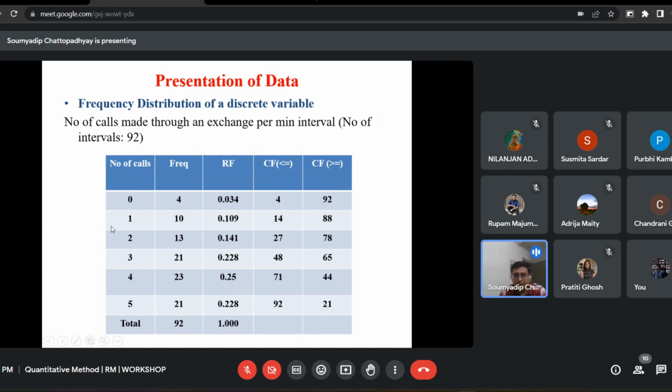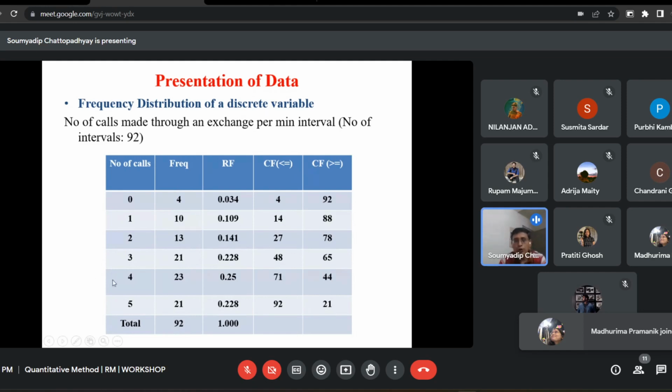That means out of these 92, there are 13 such one minute intervals where 2 calls are made. If you are considering this figure 23 and 4, then what does it imply? What do these figures imply? These figures imply that out of 92 one minute intervals, there are 23 such one minute intervals in which 4 calls were made. So this 23 is the frequency of the value of the variable which is equal to 4. This is how generally we can interpret the frequency table when the variable is discrete in nature.